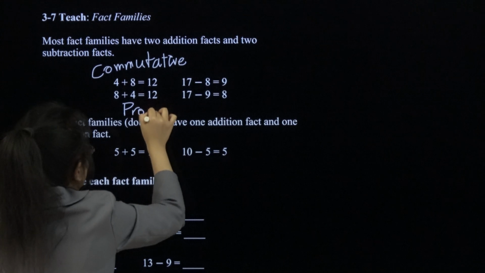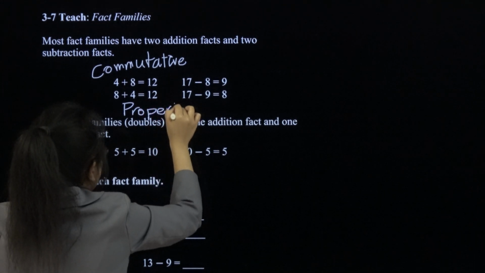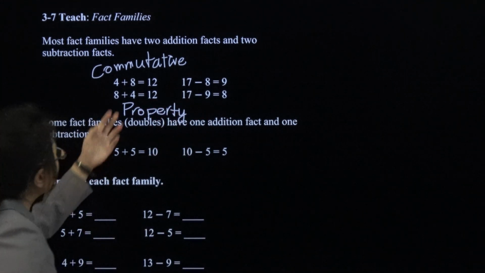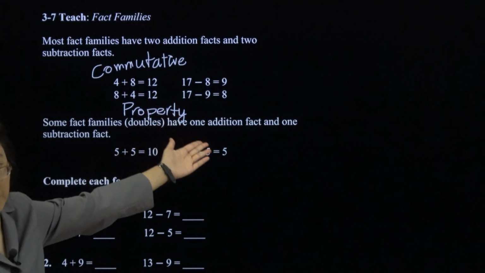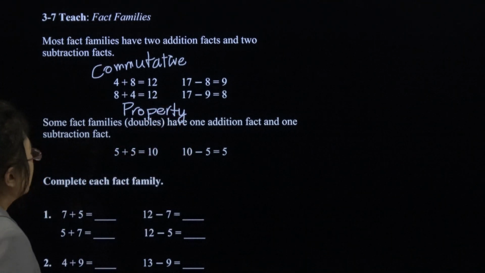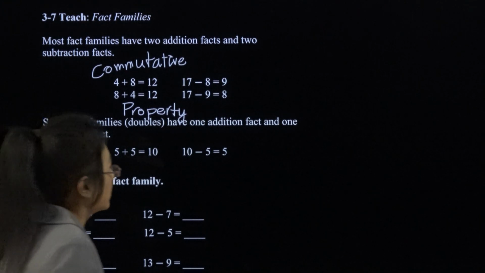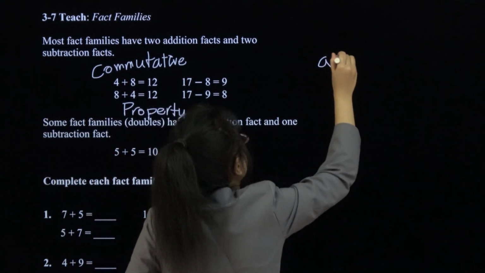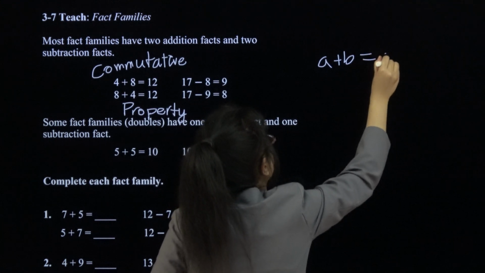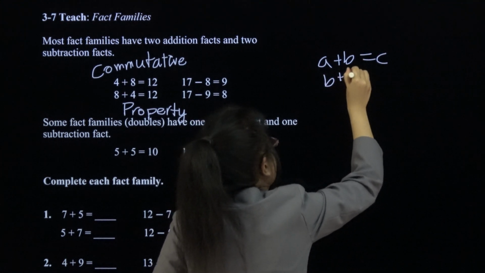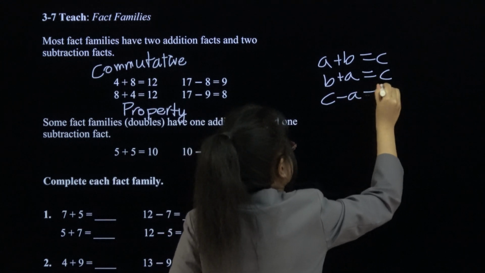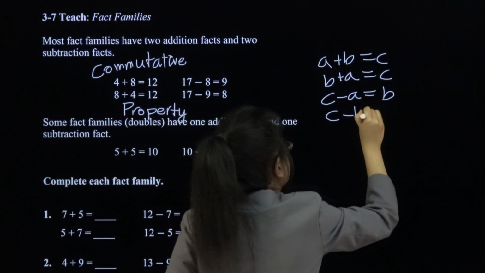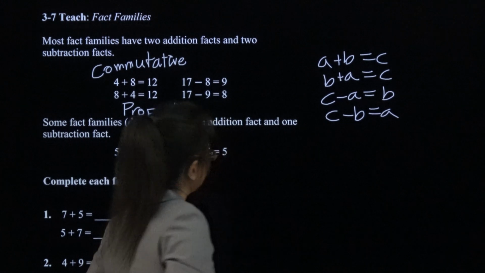And now you may be wondering why. It's because, well, you could flip around the order of the addends, but you can't do that to subtraction. Which means that you're stuck with a plus b equals c, b plus a equals c, c minus a equals b, and c minus b equals a.